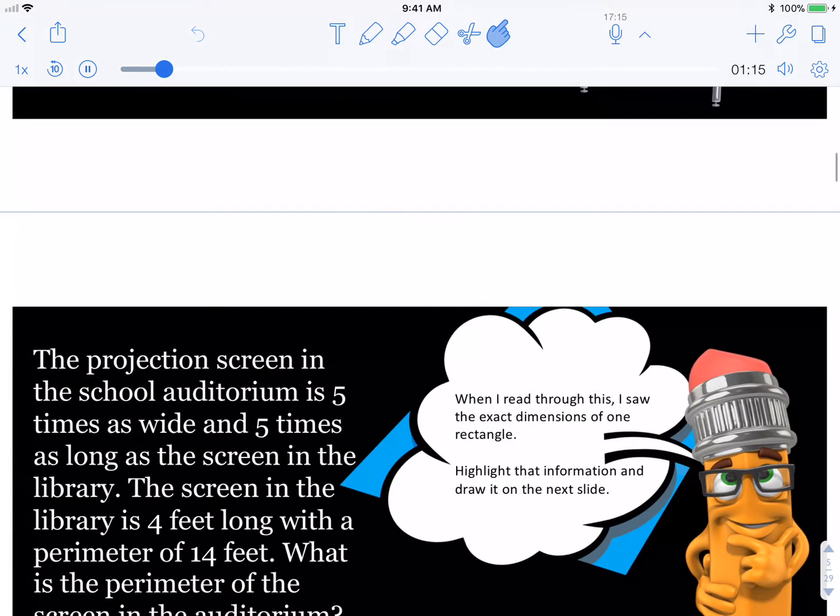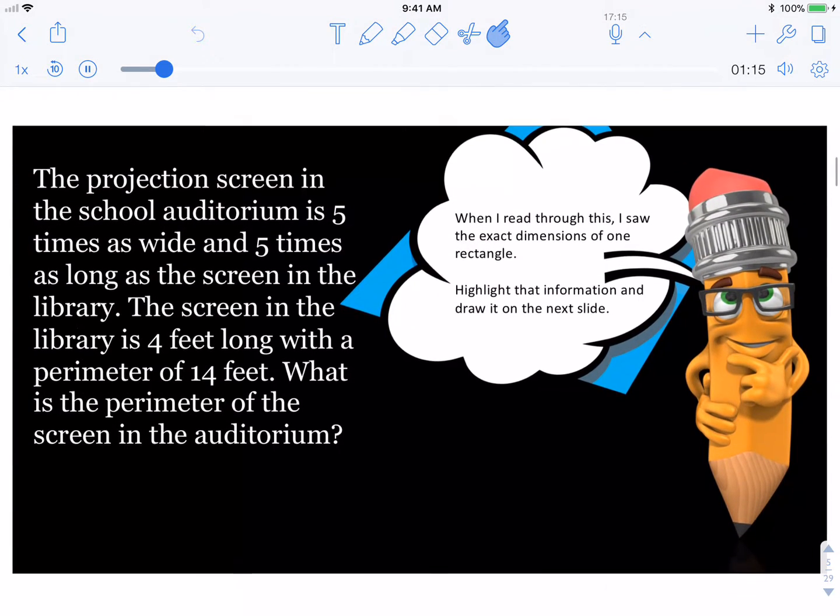Okay, the projection screen in the school auditorium is 5 times as wide and 5 times as long as the screen in the library. The screen in the library is 4 feet long with a perimeter of 14 feet. What is the perimeter of the screen in the auditorium? Now when I look at that, it looks like a lot of work, but we know how to break it down and make it easier to solve.